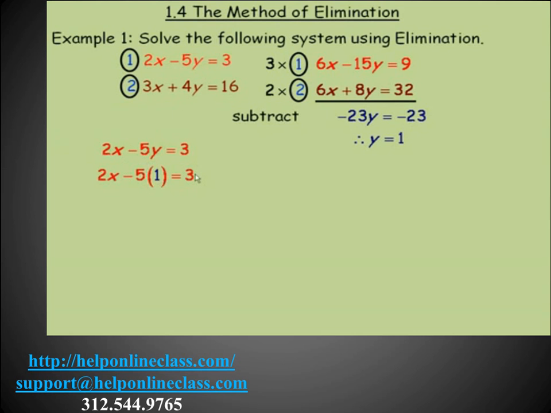So adding 5 to both sides, this will be gone. We'll just be left with 2x on the left. And adding 5 to 3, we get 8. So dividing out the 2, we get x equals 4. So we think we have a solution now. We will check to make sure.